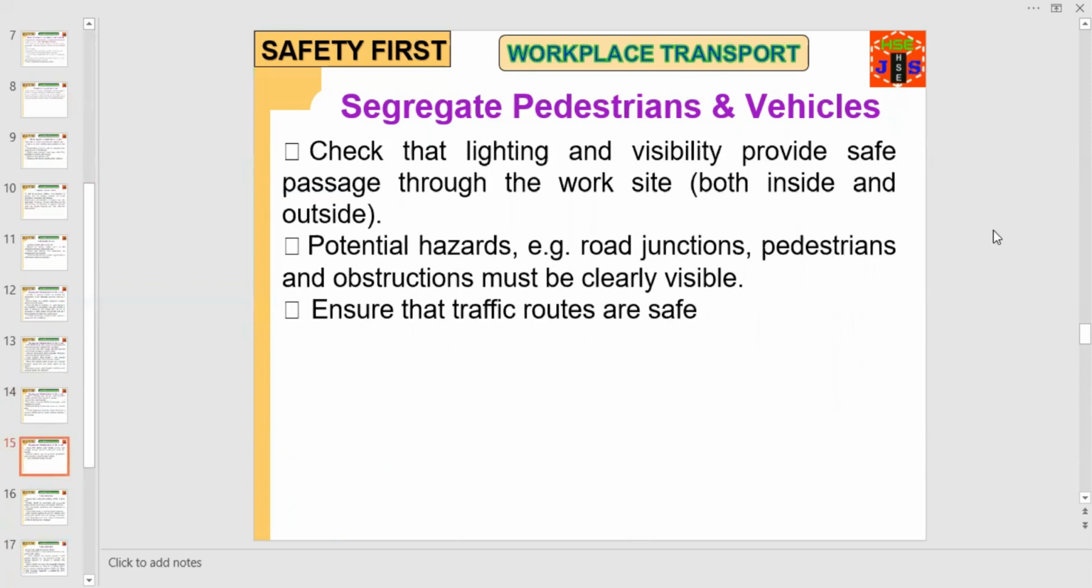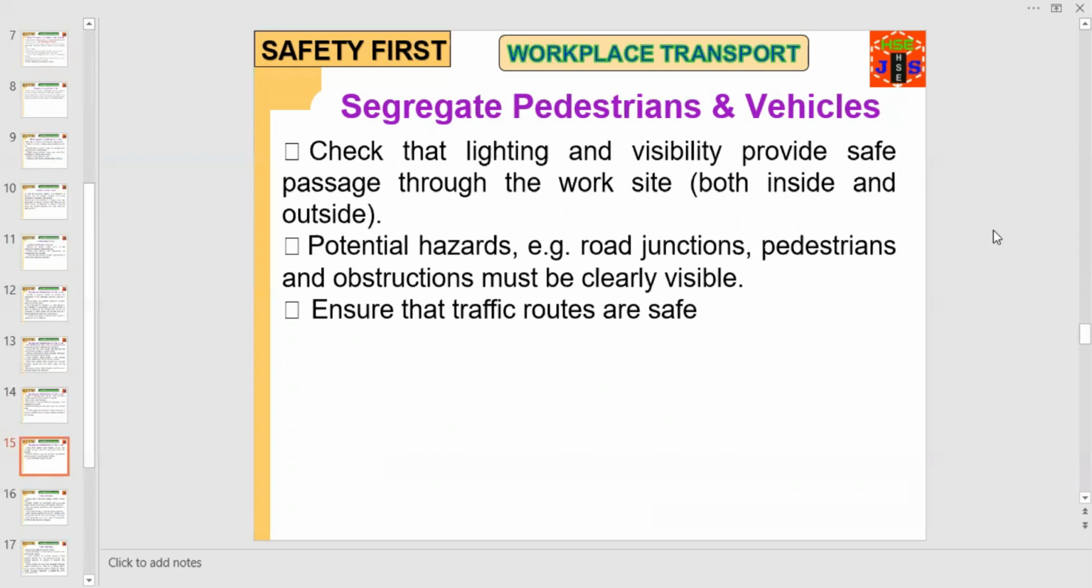Dear friends and fellows, you are watching Safety First. Today we are discussing how to manage workplace transport, how we can reduce the number of vehicular accidents, how to improve site safety, to segregate pedestrians and vehicles.